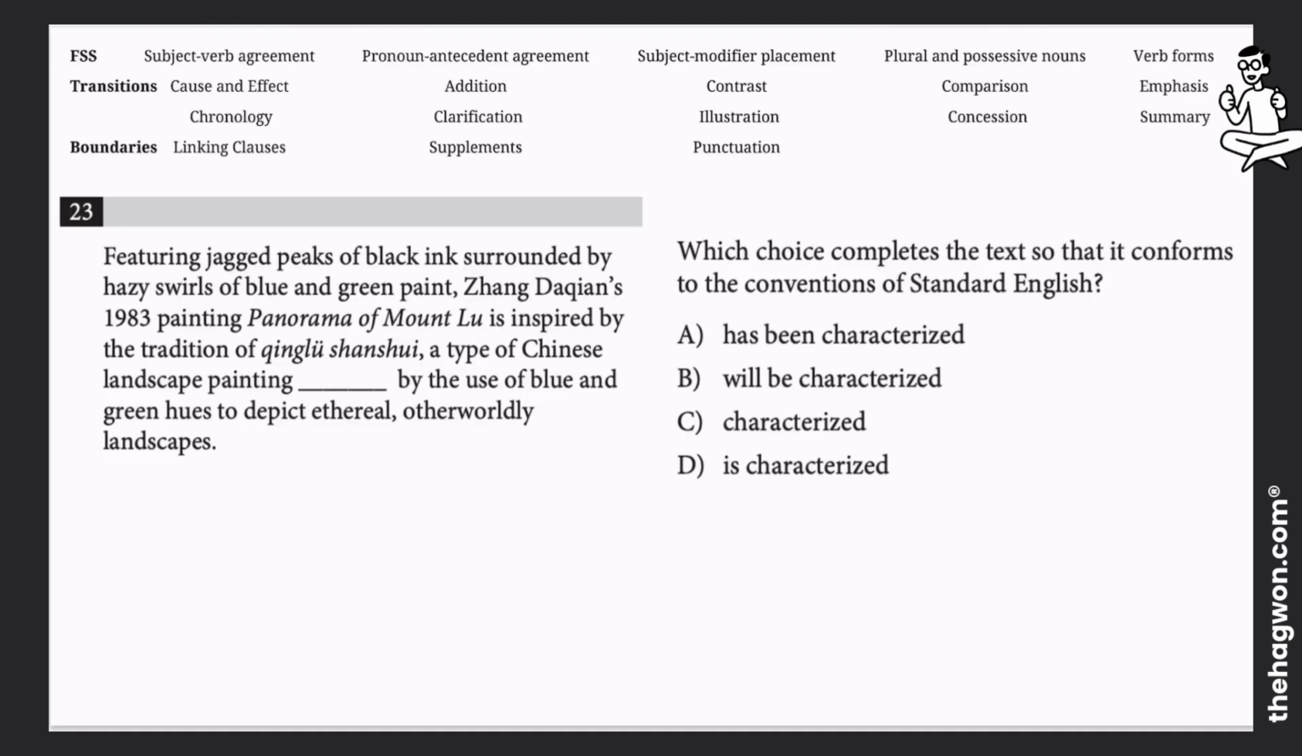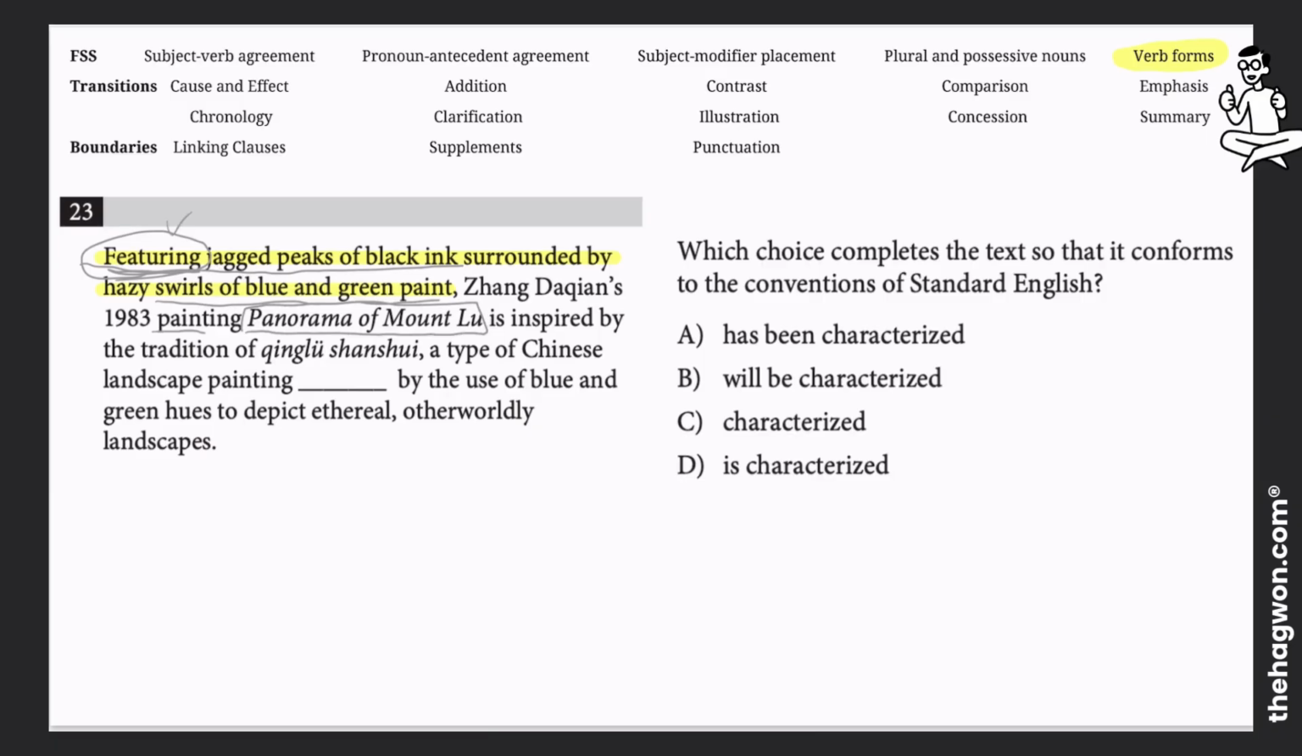Question 23 is back with our verb forms. Featuring jagged peaks of black ink surrounded by hazy swirls of blue and green paint, we have a participial phrase that acts as a modifier. What that means is that this is an adjective functioning word called present participle. The featuring jagged peaks of black ink surrounded by hazy swirls of blue and green paint is describing the painting by the name of Panorama of Mount Lu. So this is what's being described by this.